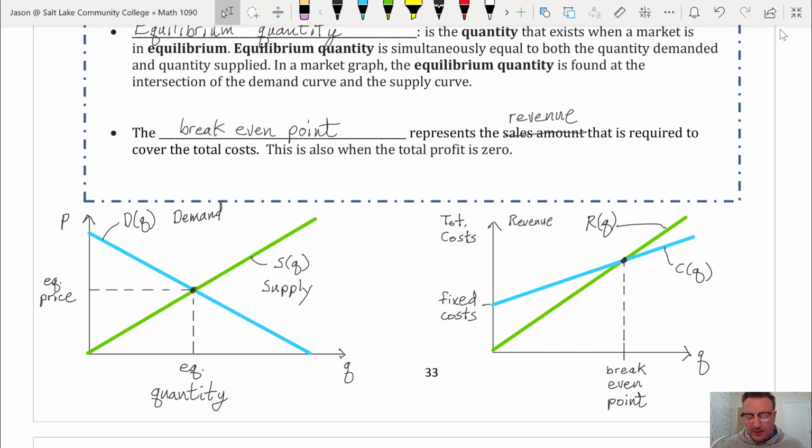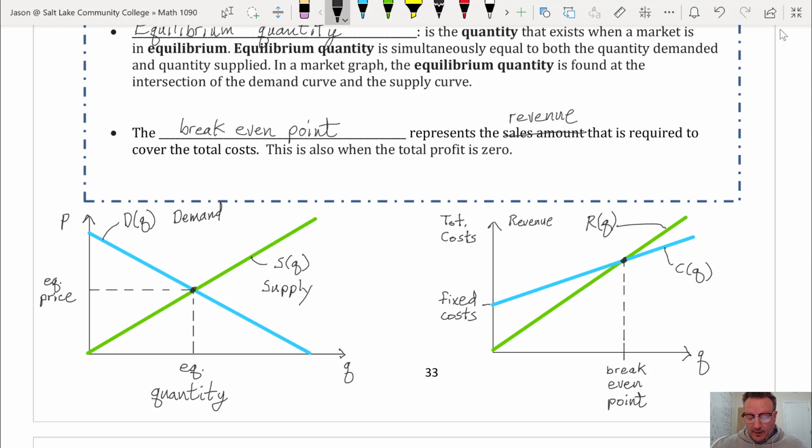Okay, now profit is what? Profit is revenue minus costs. So you're only making a profit when your revenue curve is higher than your cost curve, aren't you? When it's the other way around, you're losing money. So the break-even point represents the point where you first start becoming profitable, where you first start making money.